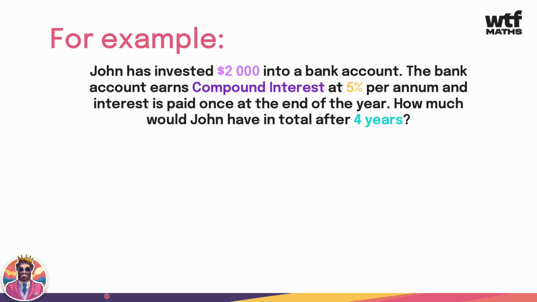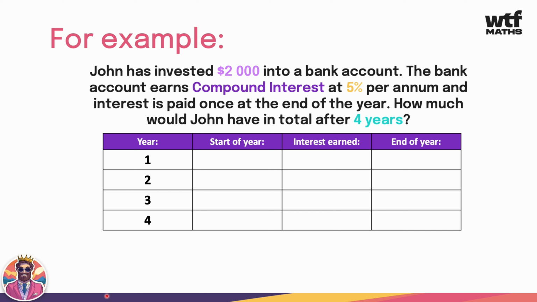Now the first thing I'm going to do is set up a nice little table like this, okay? It's probably the easiest way to see what's going on. So at the very start of the first year, he should have $2,000, okay? Because that's the money he put in. Now 5% of 2,000, well 10% would be 200, so half of that would be 5%, which is 100. So he'll earn $100 interest for this first year.